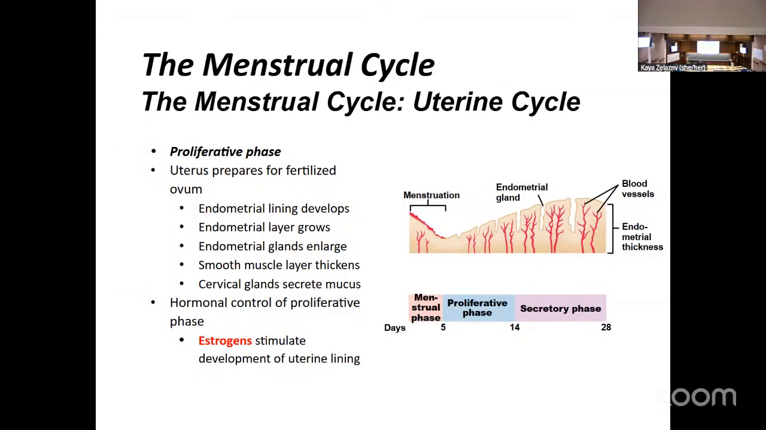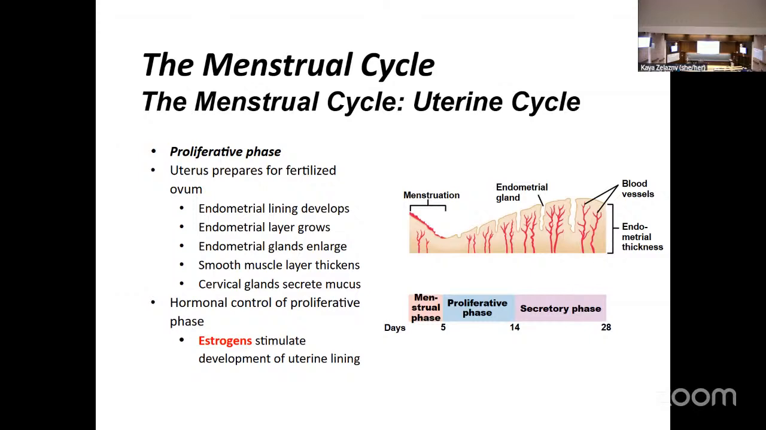In general, the endometrium, this inside layer of the uterus, is going to be growing in thickness. The glands are going to start to get bigger. And we're also going to see a layer of smooth muscle in the uterus thickening.